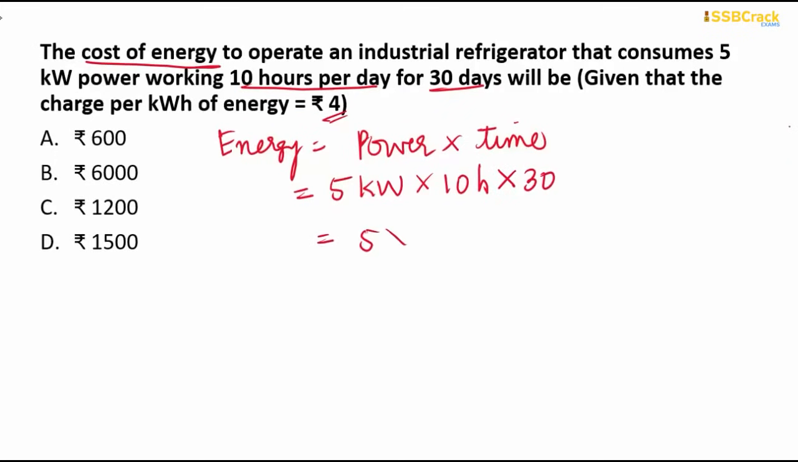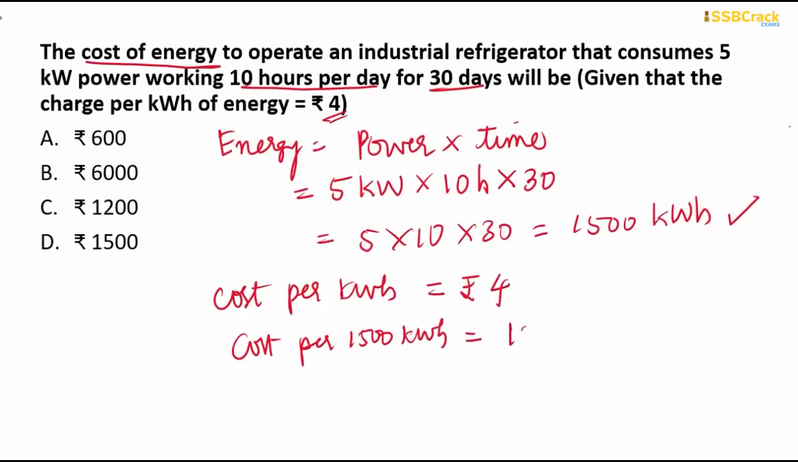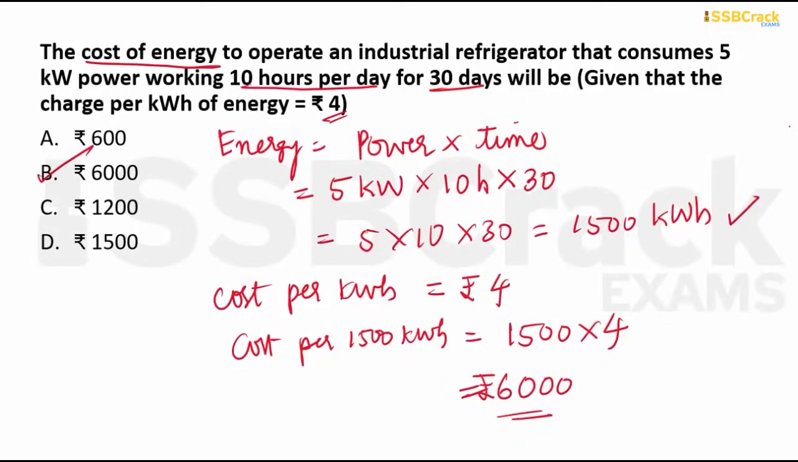So what will be the answer? 5 into 10 into 30 is equal to 1500 kilowatt hours. So the energy consumed by this industrial refrigerator for 30 days is 1500 kilowatt hours. Now, cost per kilowatt hour: for 1 kilowatt hour, the cost is 4 rupees. So what will be the cost? The cost for 1500 kilowatt hours is equal to 1500 into 4. And what is the answer? It would be 6000 rupees. 1500 into 4 is 6000 rupees, and the correct answer for this is option B.